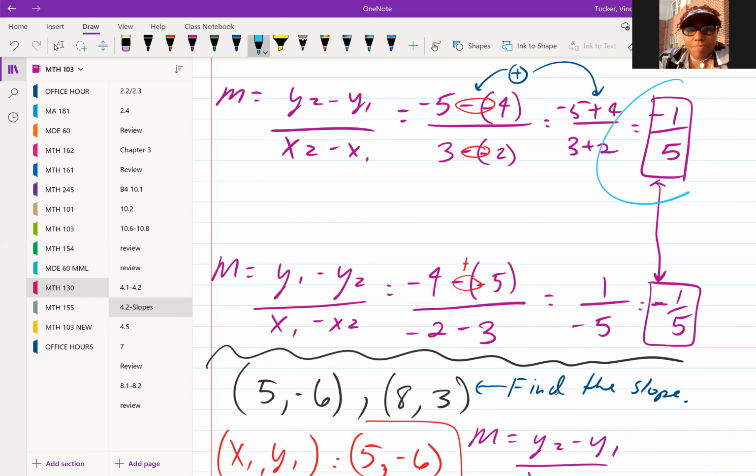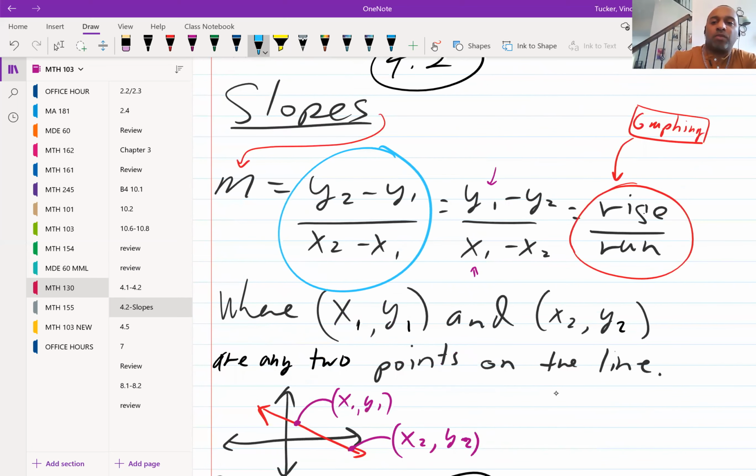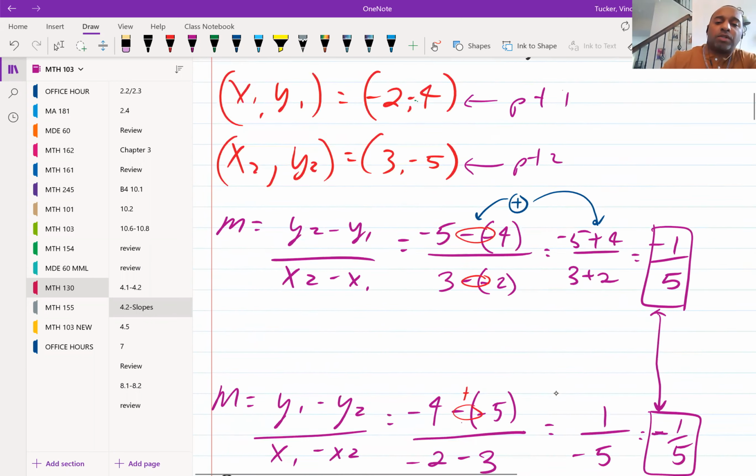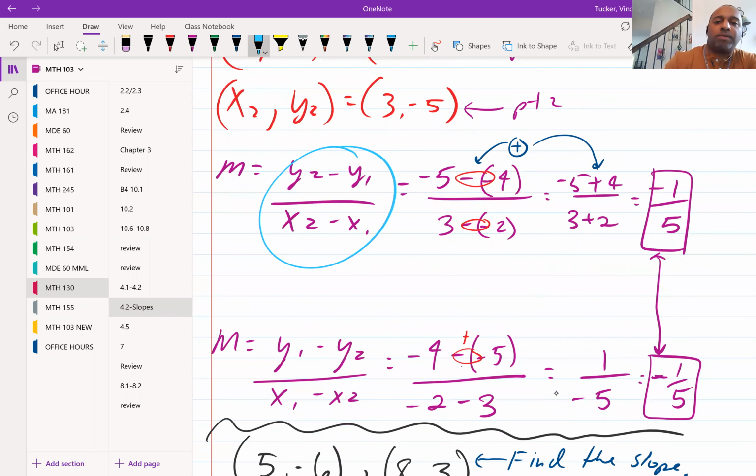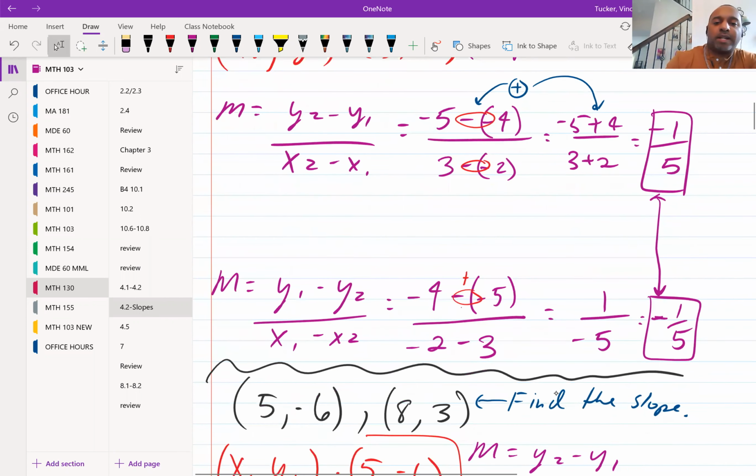So this is our slope, -1 over 5. Now I also mentioned the formula that either way you'll get the same answer. You just have to make sure that if you do y2 first, then you do x2 first down bottom. Or if you do y1 first, then you do x1 first down bottom. So we did it with y2 minus y1 over x2 minus x1. But if you decided to do y1 minus y2 over x1 minus x2, it'll still give you the same value. So notice we're plugging in those values. It'd be -4 minus -5, and then -2 minus 3. So we get 1 over -5, which is still -1 over 5.